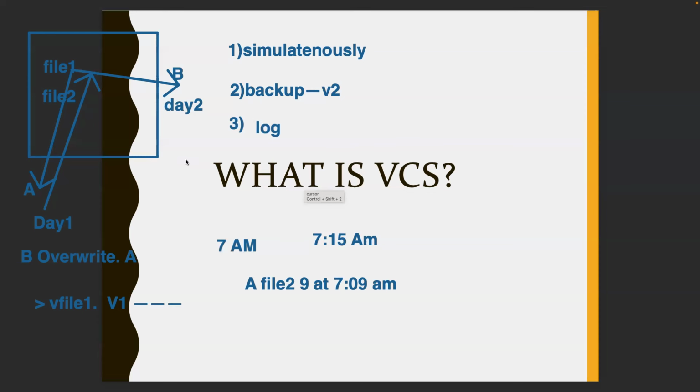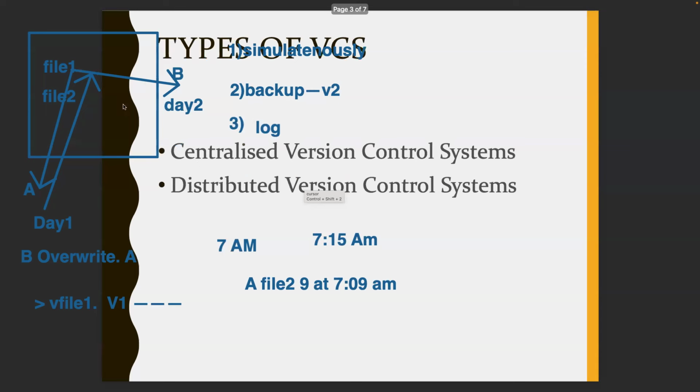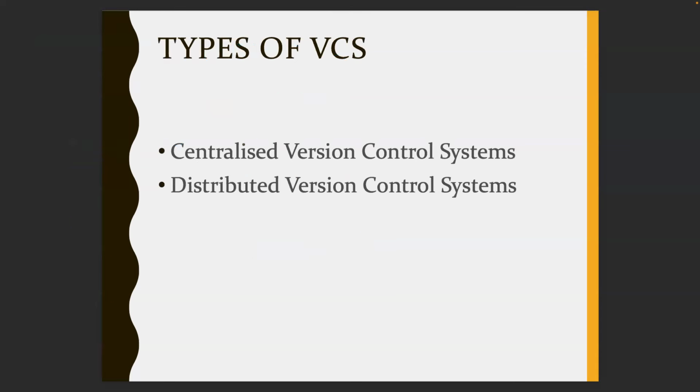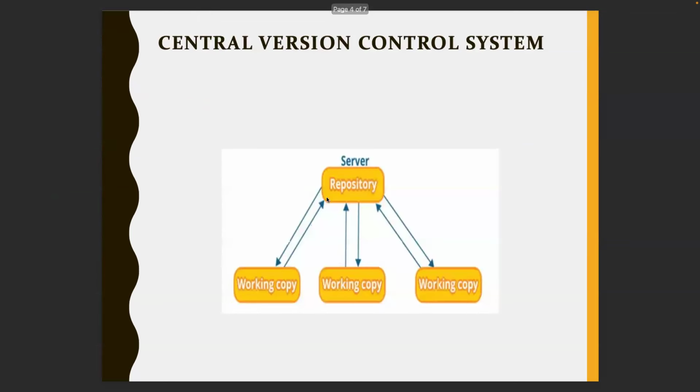Sure. All right. So now that we understood what a version control system is, let's talk about types of version control systems. Version control systems, based on their architecture, were categorized as centralized version control systems and distributed version control systems. In a centralized version control system, as the name says, there will be a central server or remote repository, whatever you call this.